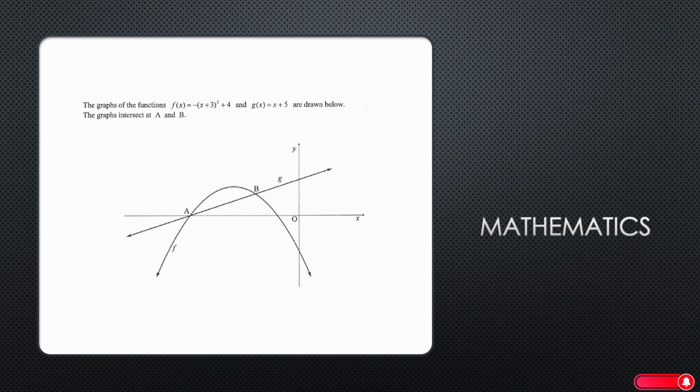So here we have two equations, the f of x and also the g of x. And if you check, you will see that this is actually a linear equation. And there is the point A and also the point B where the graphs intersect. So you just have to analyze the graph before getting into the questions. So the graphs intersect at A and B, so meaning that they are actually intersecting here and also here.